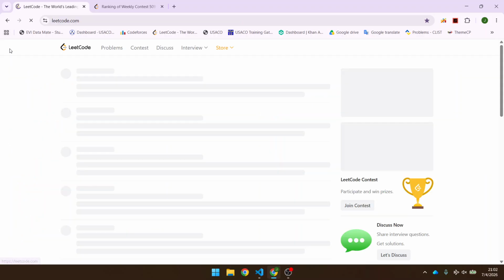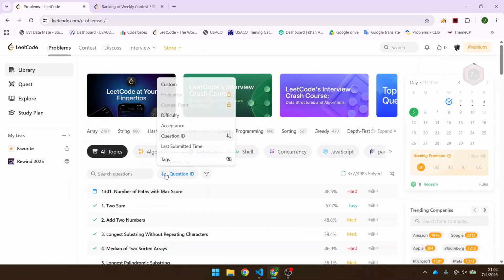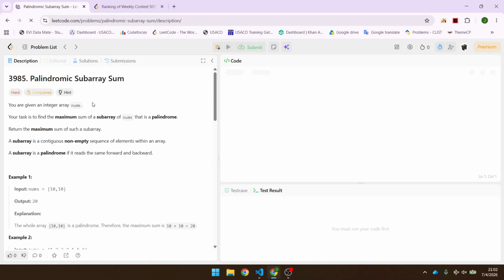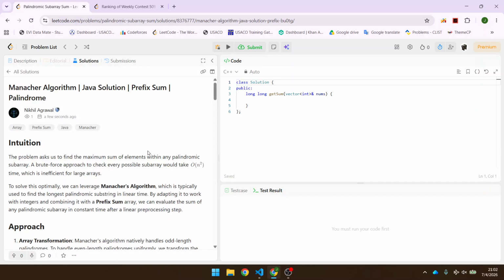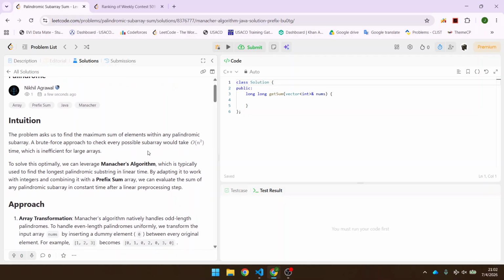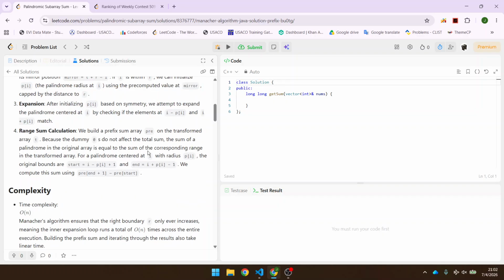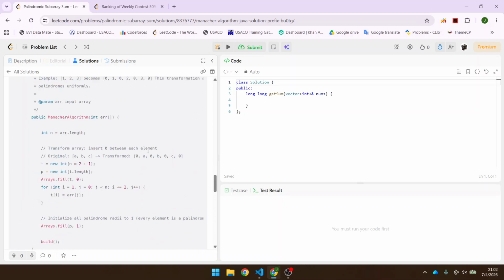So what I'm going to do is go to LeetCode, go to problems, go to the most recent problem, and see if anybody made some solutions yet. Manacher's algorithm. What is this? Okay, I've never heard of this before.